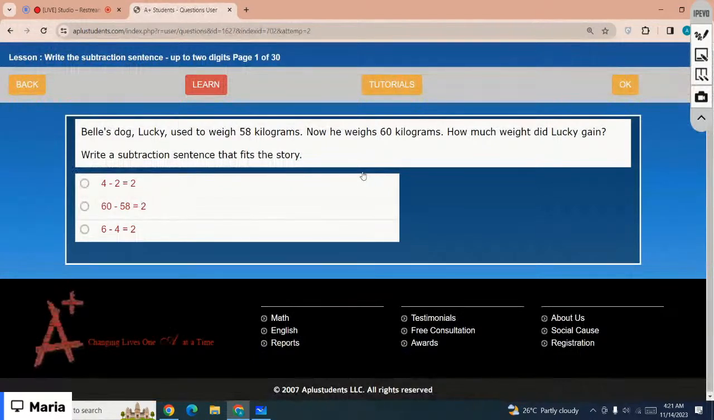Ballet's dog Lucky used to weigh 58 kilograms. Now he weighs 60 kilograms. How much did Lucky gain? Write a subtraction sentence that fits the story. So which is the correct option? Which is the best subtraction sentence?